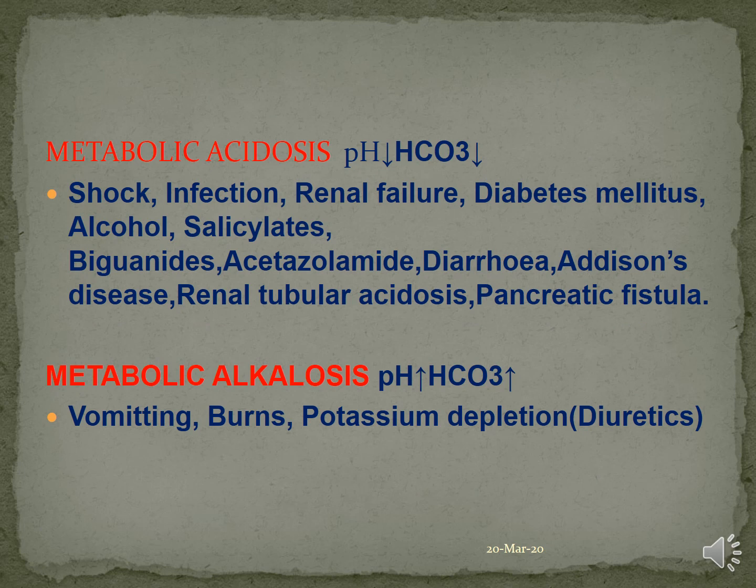Metabolic acidosis can happen when the bicarbonate level is less. This can happen in conditions such as shock, infection, renal failure. Other conditions are diabetes, alcohol, salicylates, patients on biguanides, Addison's disease and renal tubular acidosis and other things. Metabolic alkalosis can happen because of vomiting, burns, potassium depletion, all of which can increase the bicarbonate level in the blood.